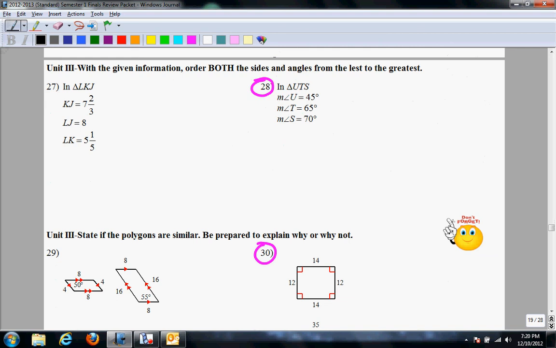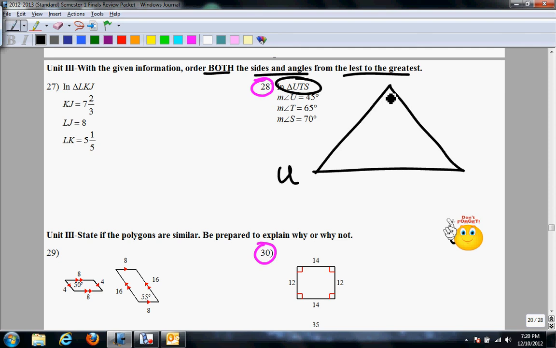It says, with the given information, order both the sides and the angles from least to greatest. So we have a triangle, UST. So let's just draw that triangle. Here's U, here's S, and T. Let's label it. U is 45 degrees. T is 65 degrees. And S is 70 degrees.